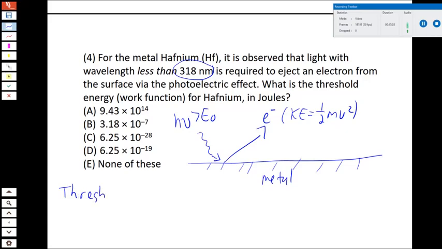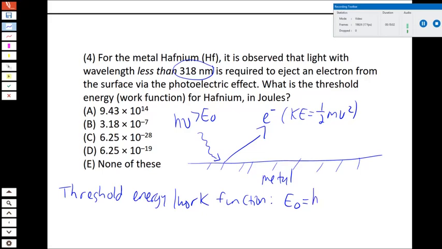So the threshold energy or work function, those are two terms for the same thing, is given by E0, that minimum amount of energy needed to eject an electron, and that, by those same exact photon equations, is related to the minimum frequency and the maximum wavelength.